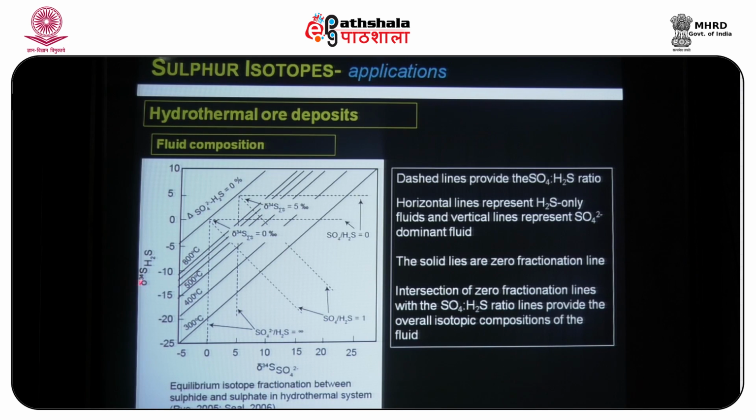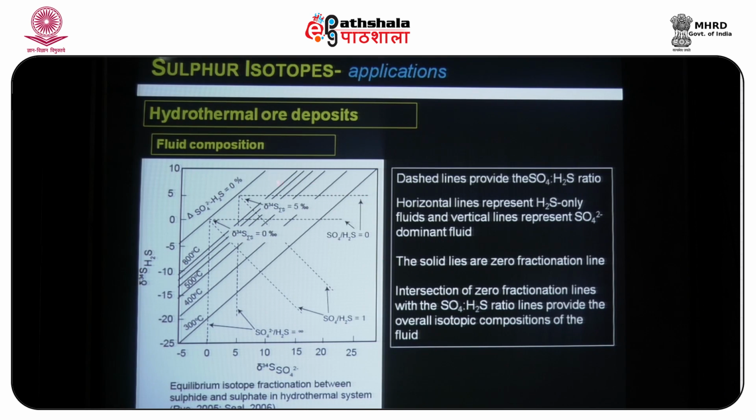Here the delta 34S of H2S is plotted against the delta 34S of sulfate, rather the coexisting sulfate. Now, if the sulfides and the sulfate minerals precipitated from an equilibrium state, then they should fall along a particular line in this XY plot. For example, if the fluid had only H2S, that means the sulfate was 0, the fluid was completely composed of H2S, then the values of delta 34S H2S, by H2S I mean the sulfides here, and by SO4 I mean the sulfate, these are the sulfides and these are the sulfates.